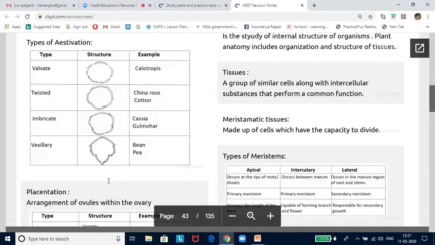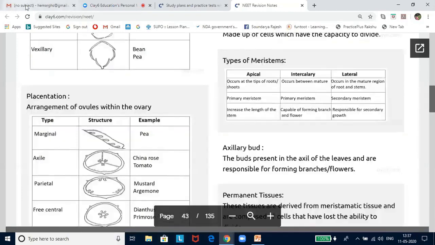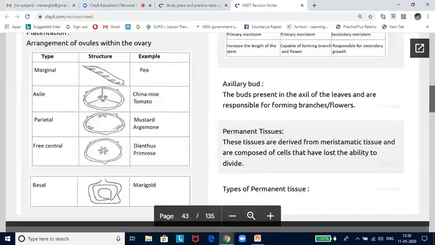Now let us get into placentation. This is the last part before we complete this, and then we will see what things are left out. Placentation: marginal, axile, parietal, and free central. Again, I'm telling you, they can ask you the kind of placentation found in the pea plant, or in mustard, or they can ask you to identify the placentation in China rose. Then these diagrams will be given, and you have to identify which suits it.